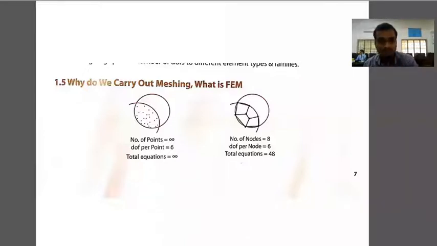Okay, now if we convert this continuous approach into a discretized problem, then we will convert this entire domain into a finite number of elements. Okay, so this is the first element, this is your second element, this is your third element, and this is your fourth element. So there are 4 elements. Here the total number of nodes is equal to 8, and degrees of freedom per node is equal to 6. So total number of equations will become 8 into 6 is equal to 48. So 48 equations. Actually, we can solve this limited number of equations by applying our boundary conditions.